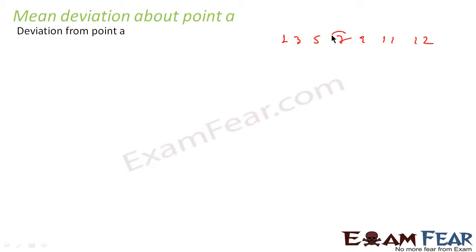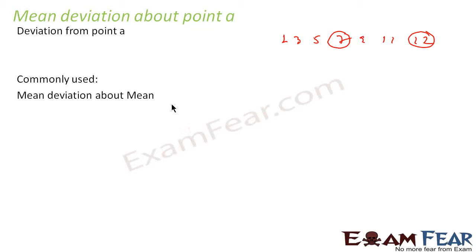So I can pick 7 as a point and find mean deviation about 7. I can also pick 12 as a point and find mean deviation about 12. I'll explain how to find mean deviation, but just understand that mean deviation as a word is meaningless. You have to always find it about a point. Commonly used are mean deviation about mean and mean deviation about median. We generally find one of these two.